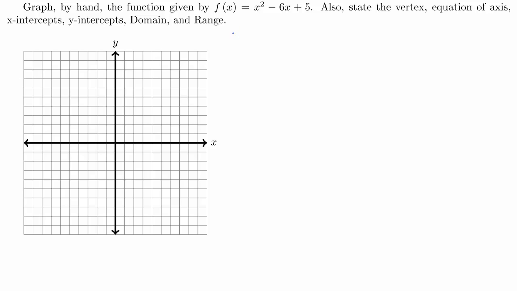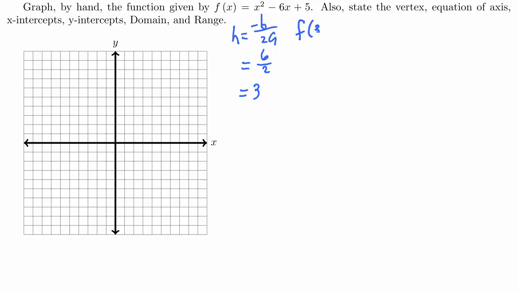Okay, for this to graph, it's actually pretty simple, but I need to find the vertex. To find the vertex, I need to know what h is. Well, h is negative b over 2a, because this is general form and I want it in standard form. So negative b means positive 6 over 2 times 1, which is 2, which gives me 3.